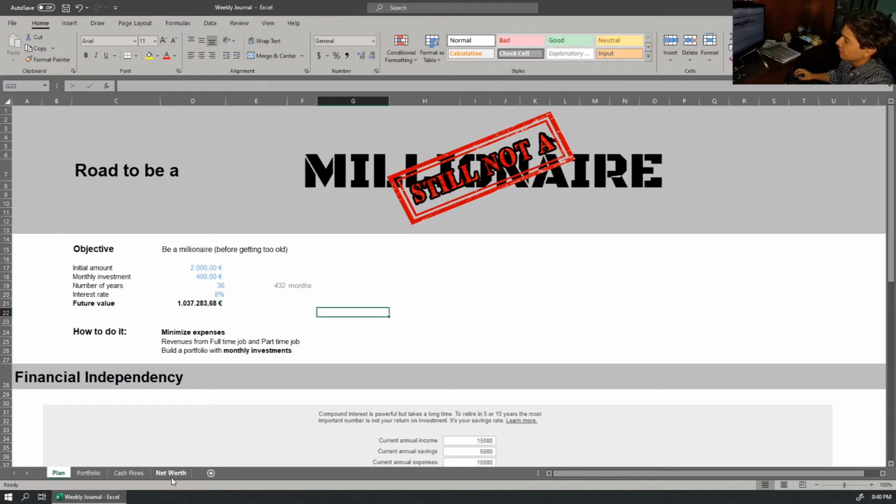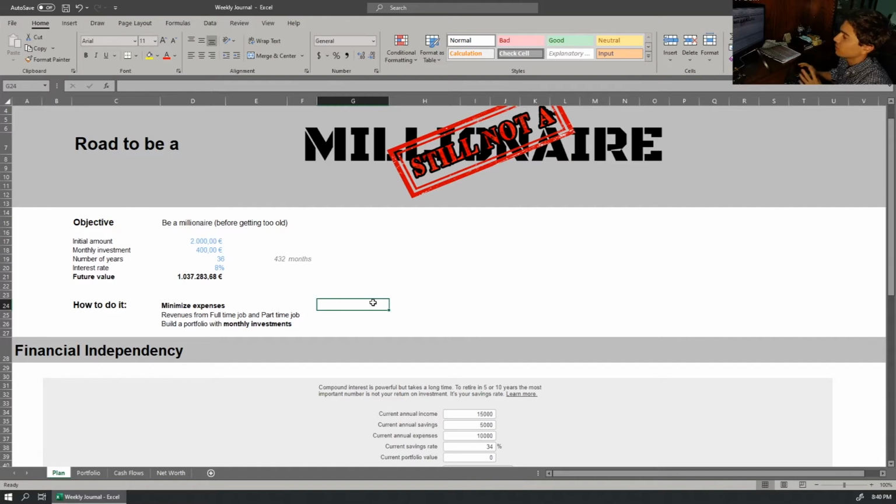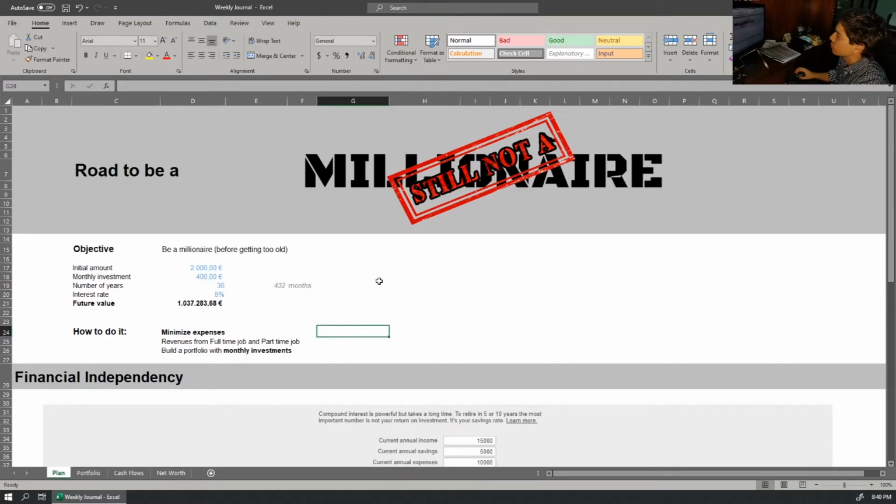Okay, so I've added another page, as you can see down here, named the portfolio, but we'll go one page at a time. Now, the first page is still the structure of our strategy. The objective is still to be a millionaire. Initial amount is the same.